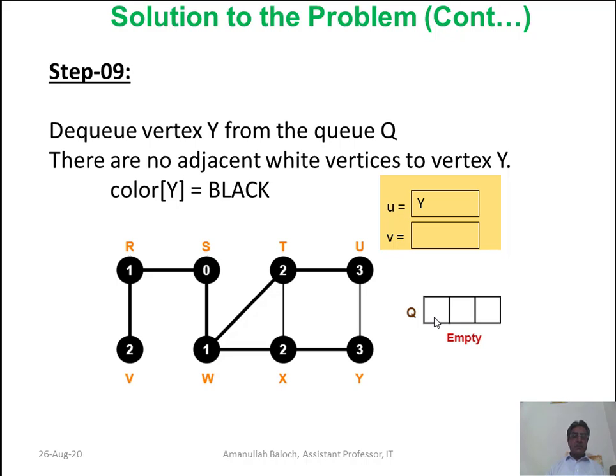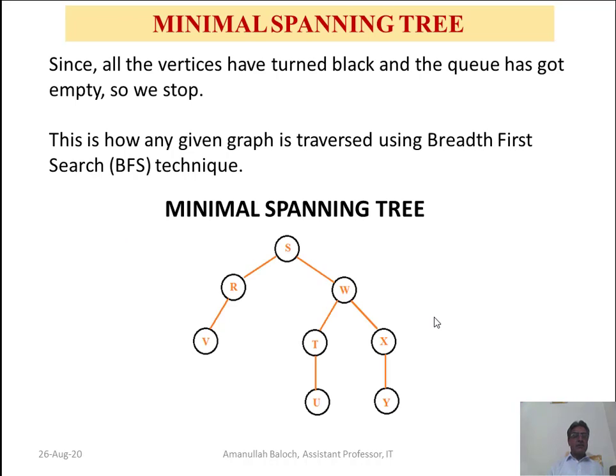Because the condition was to process the body of the while loop until the Q is not empty. Now Q has been empty, so the process will be stopped. The while loop will stop. After stopping, since all the vertices have turned black and the Q has got empty, so we stop. This is how any given graph is traversed using breadth-first search techniques.